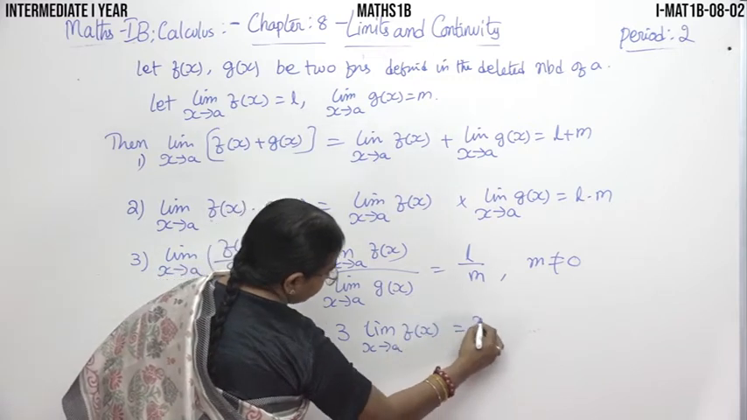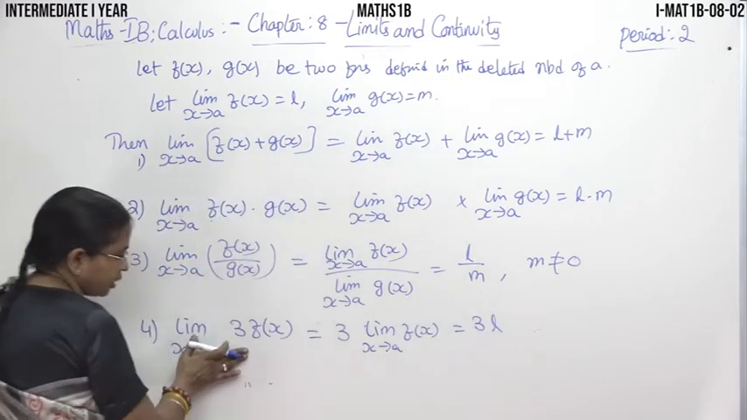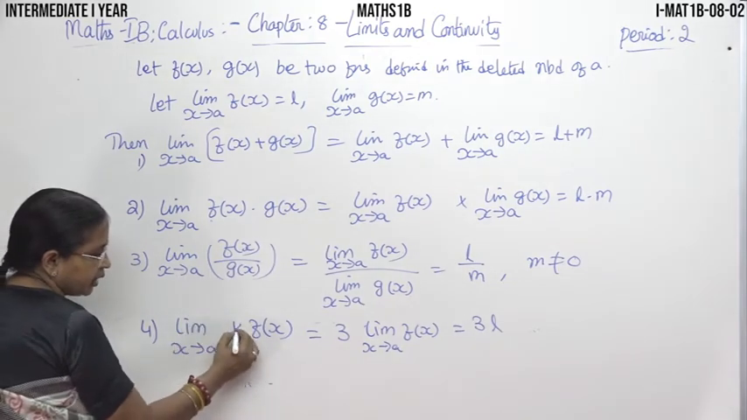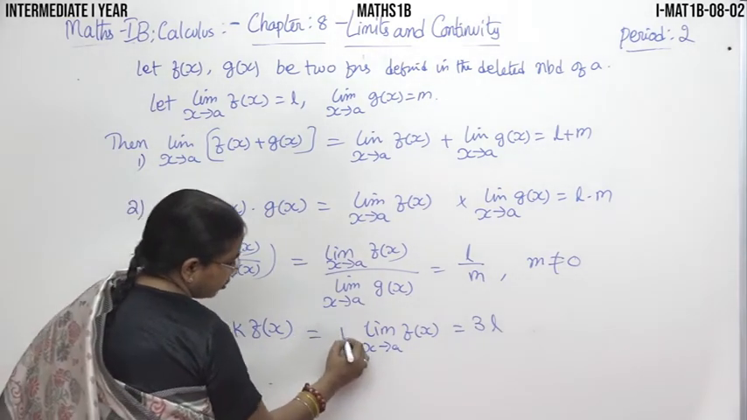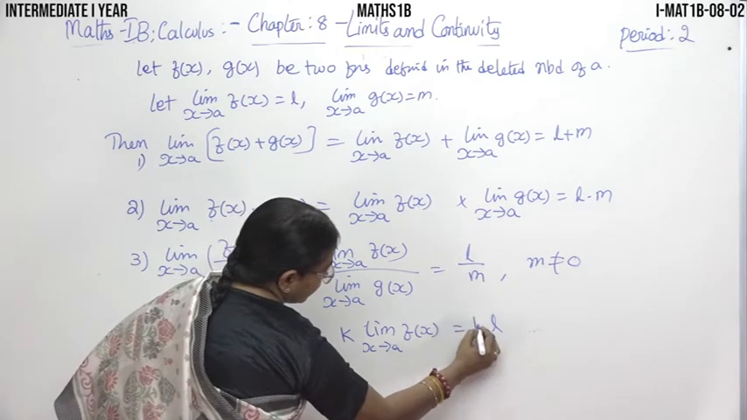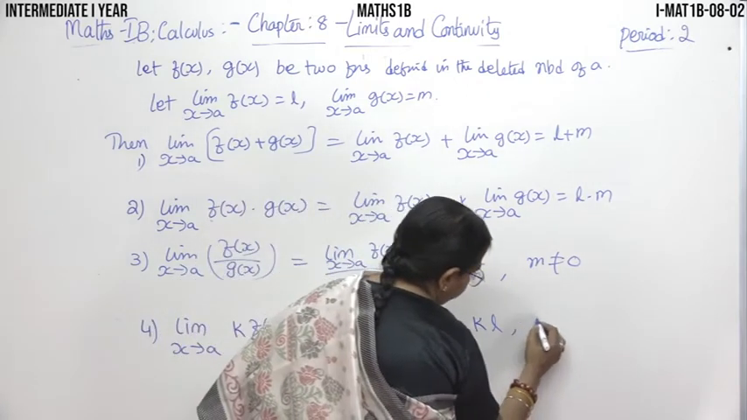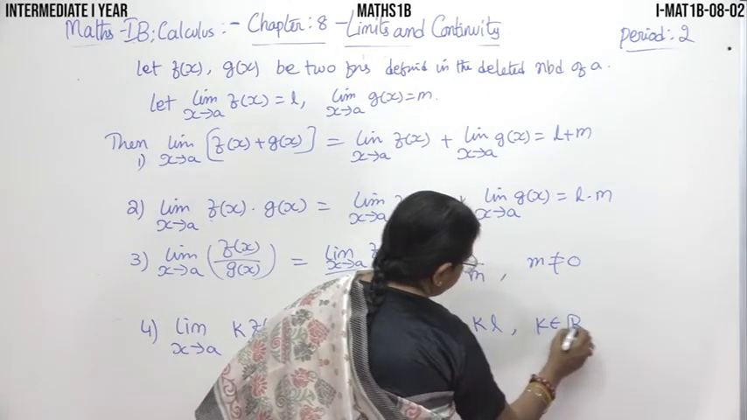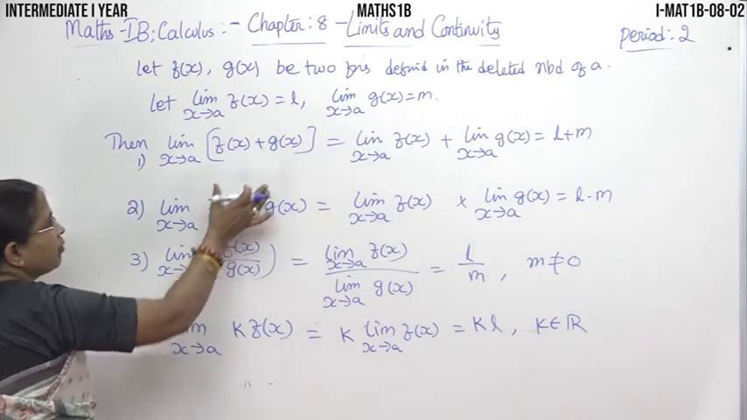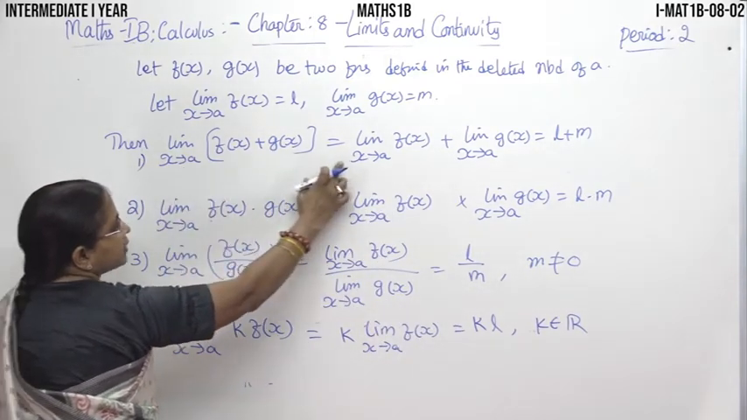So that is equal to 3 into L. So in general, if it is any k number, I can write k outside and write the limit as k into L, where k is a real number. So when it is the sum of two functions, you can write the limit separately.